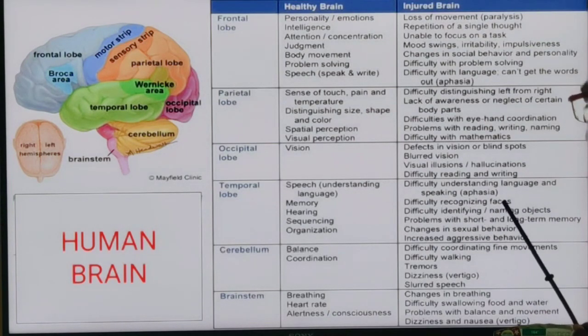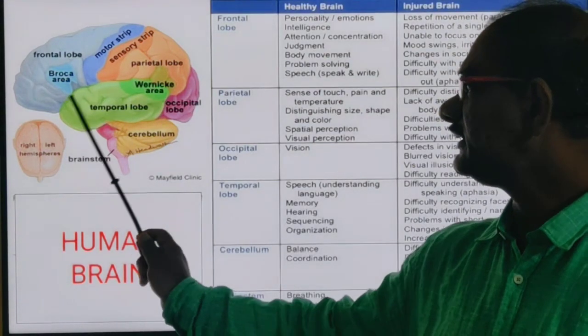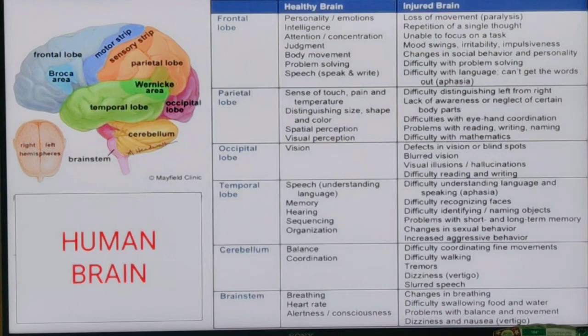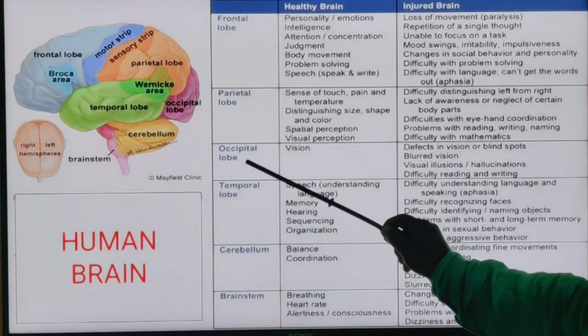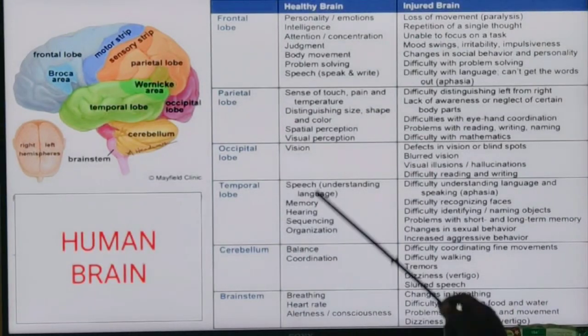Difficulty recognizing faces, difficulty identifying and naming objects, problems with short and long-term memory, changes in sexual behavior, and increase in aggressive behavior. That type of problem is created due to the temporal lobe. So in this way, the frontal, parietal, occipital and temporal lobes are responsible for these various functions.